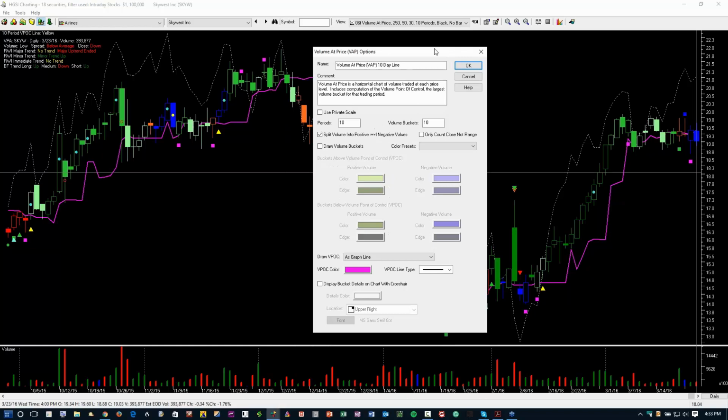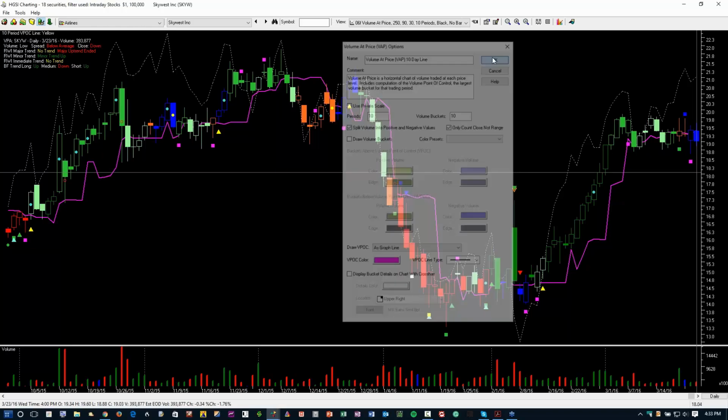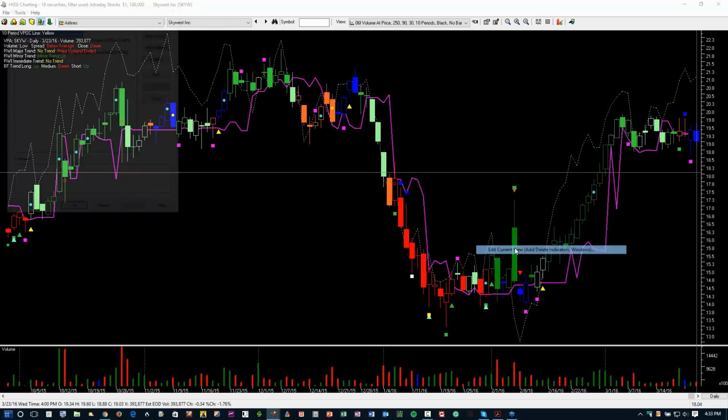Sure. Okay, Paula wants me to check this bucket here, or this dialog box. So we're only counting the close here. Everything would be assigned to the closing price rather than distributed over every bucket that it touched. And I'm only using 10 buckets here, I believe.